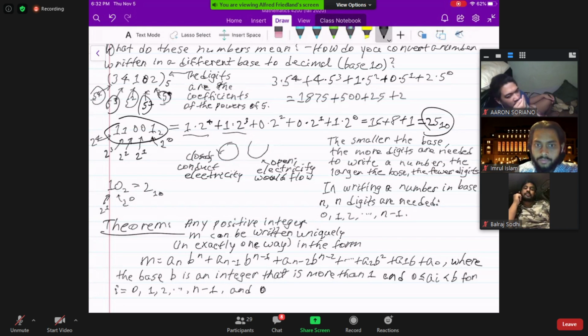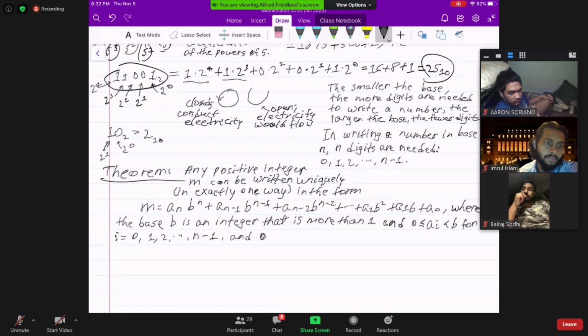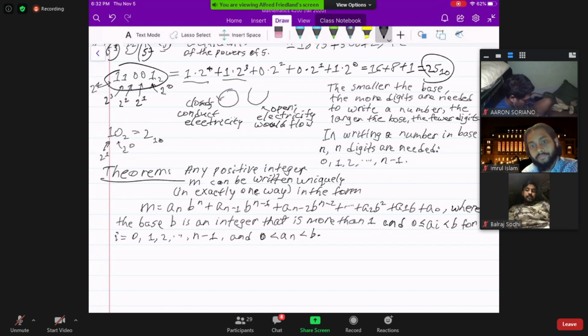So intermediate numbers can be 0, but the first number won't be 0. 0 will be strictly less than a sub n, which is also less than b. All the digits have to be less than the base. All the digits in base 10 have to be less than 10, up to 9. So let me just say something about that last inequality I just wrote. That simply says that the first digit isn't 0.